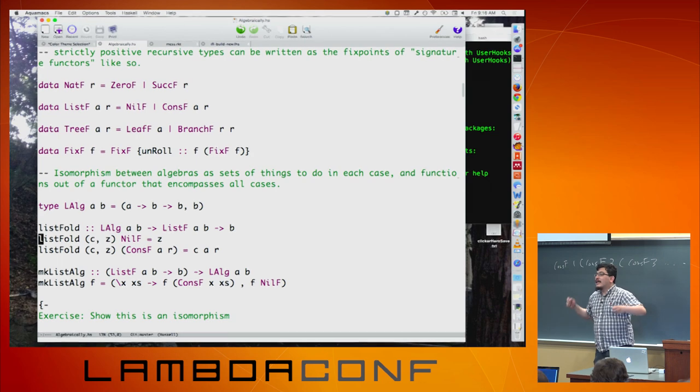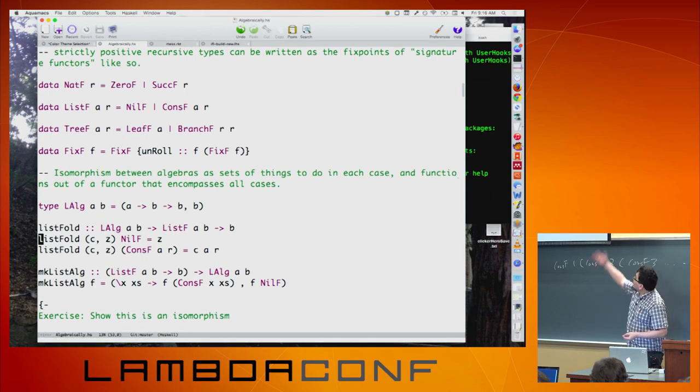It's the guy where I give you a list F, and then I tell you what to do in the nil case, and I tell you what to do in the cons case. And now I've, in a sense, told you everything that you can know about this very simple structure. And so everything you can do to one of these list Fs is going to be captured in a list algebra. And that's a lot simpler to see because we're not looking at the recursive structure deeply nested.